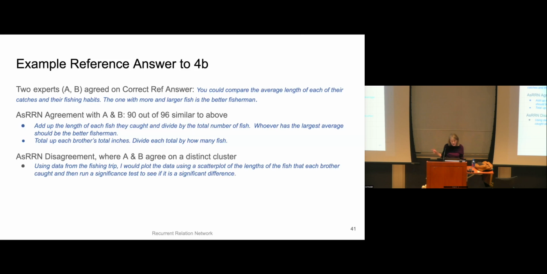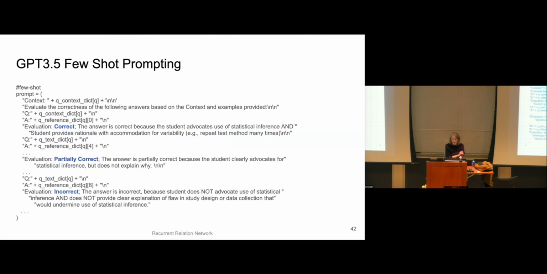And then here, A and B agree with each other, but on a totally different thing than ASRN decides. And you can see that this student kind of doesn't quite get it. Using data from the fishing trip, I would plot the data using a scatter plot of the lengths of the fish that each brother caught, and then run a significance test to see if it is a significant difference. I like the scatter plot idea. I love scatter plots, but which significance test of what measure? So the student is kind of throwing out words, right?